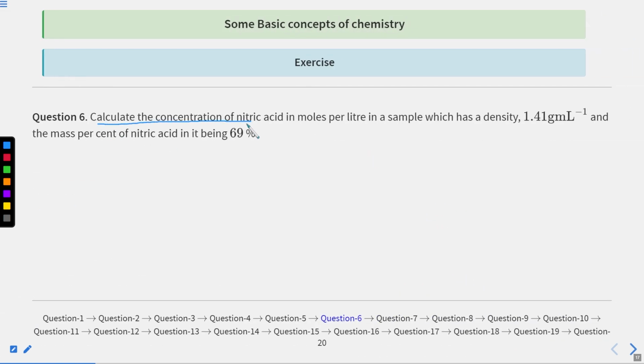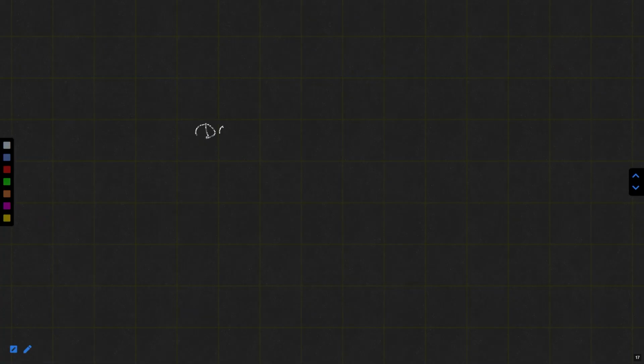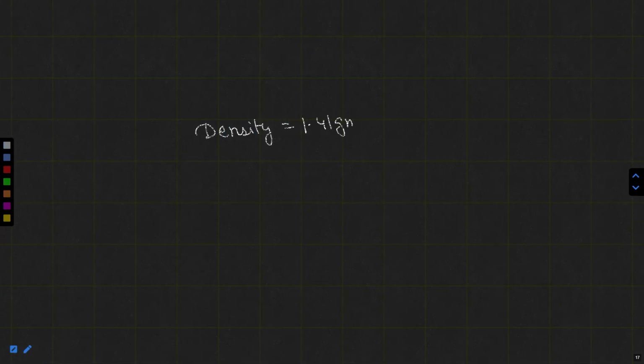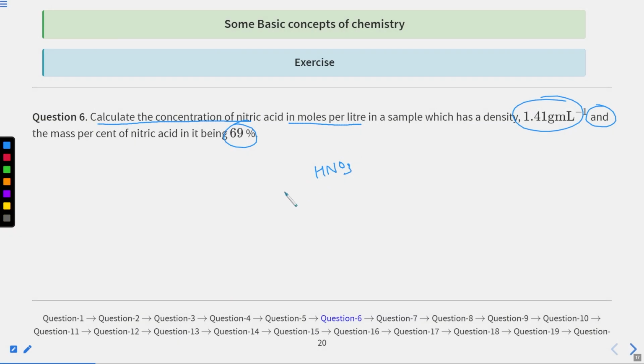Calculate the concentration of nitric acid. So we have to calculate the concentration of nitric acid, that is HNO3, in moles per liter, which has a density of this much. So we have this density, and the mass percent of nitric acid in it is 69%. So what are the two things that are given? First, density is given. Density is how much? 1.41 gram per ml.